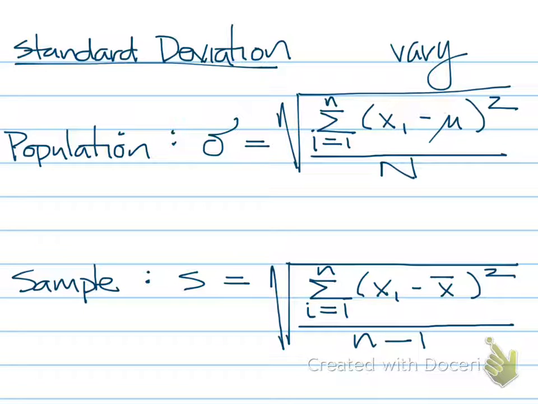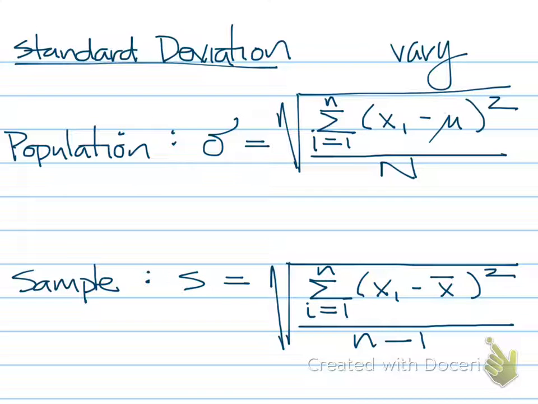And the formula that we use to find the standard deviation varies slightly depending on if we're finding the standard deviation of the population or the sample. The symbol that's used for population standard deviation is a lowercase sigma. The symbol used for sample standard deviation is a lowercase s. For population standard deviation, it's the square root of each one of the values in the data set minus the mean of the population, mu.